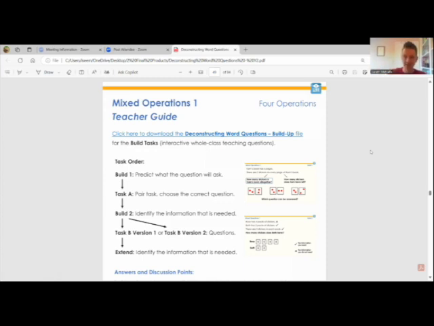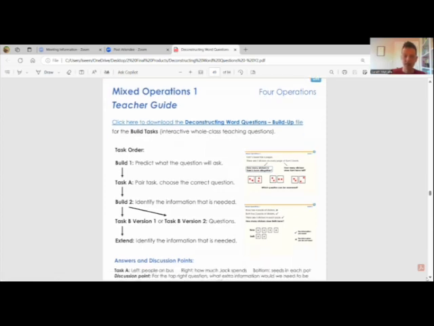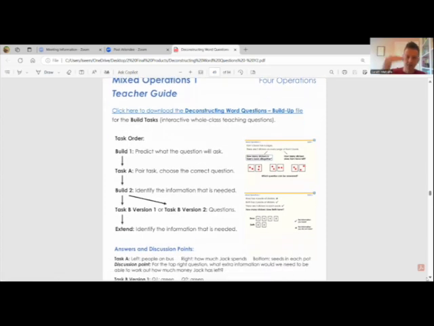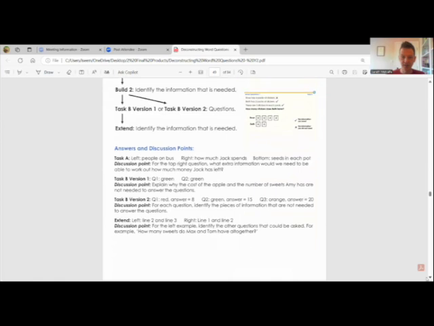the teaching slides. So what we're looking at the moment is the teacher guide, which has got the map through the task. So we start with build 1, then we get to task A, then it's build 2, then we give the children task B version 1 or task B version 2, and then there's an extend task. And then we've got answers and we've got discussion points outlined here.